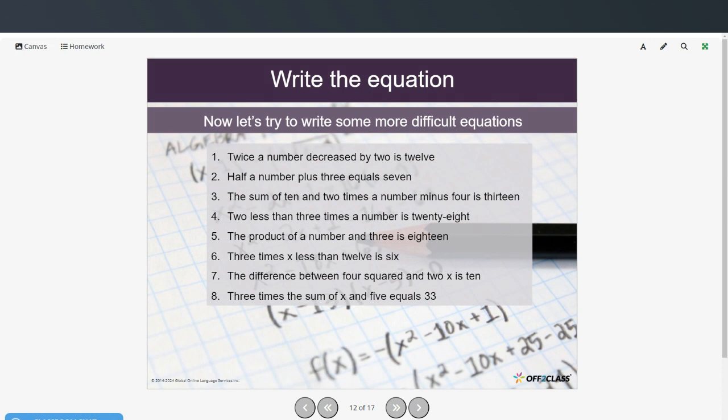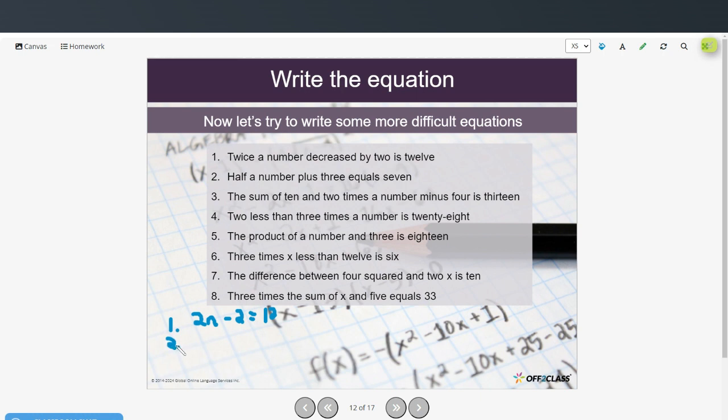Okay, so we're going to try some more of these more difficult equations. So go ahead, pause the video, and try those on your own, and then you can restart when you're ready to check the answers. So twice a number decreased by 2 is 12. So that would be 2n minus 2 equals 12.